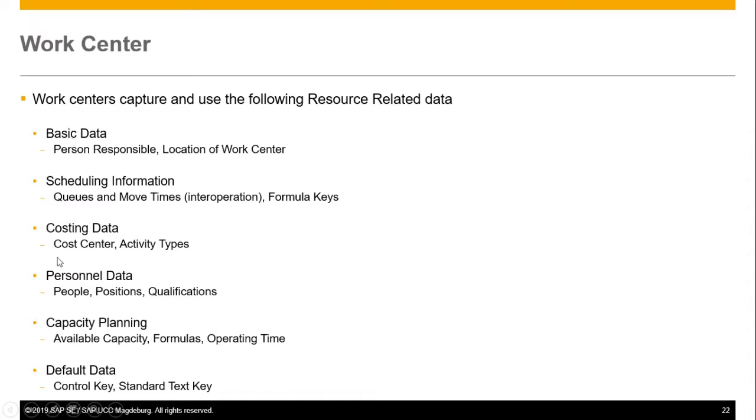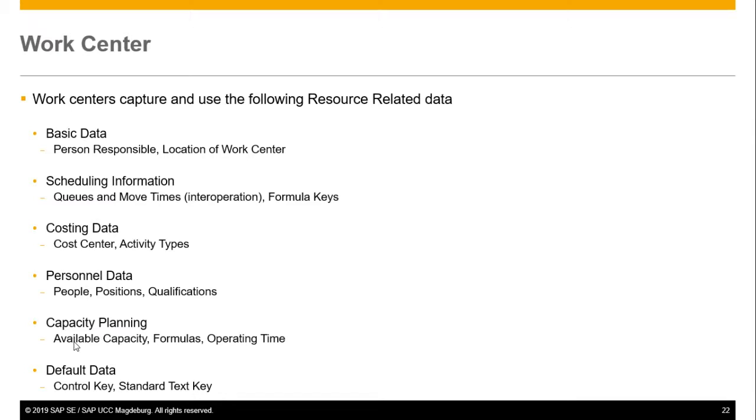What are their costing data? What is the cost center to which all those costs should be defined? Activity types, is it machine hours or labor hours? Whatever it is, you have to put it there. What is the personnel detail? Name of a person, people, their position, qualification required to complete the job. What is the available capacity? You can manufacture only 2 cars or 3 cars or 5 bicycles. What is the operating type?